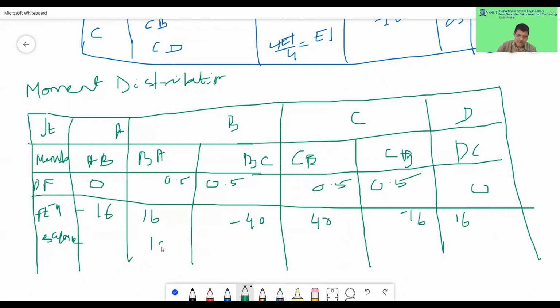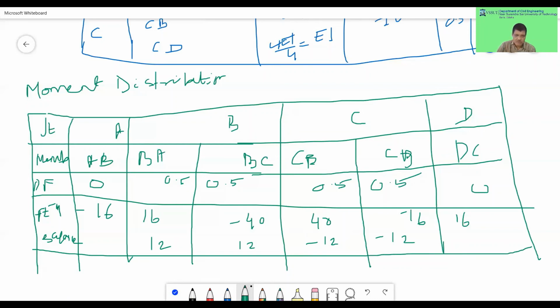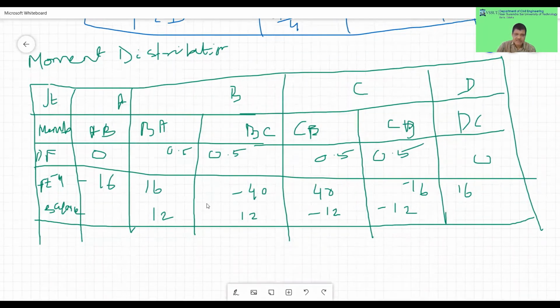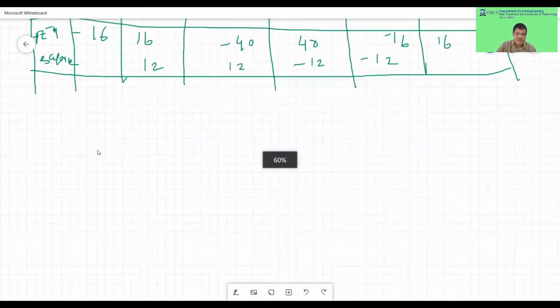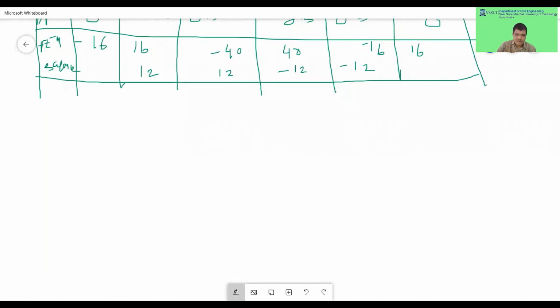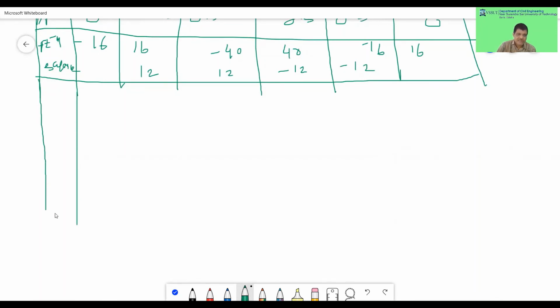So it will be plus 12 here, plus 12 here. Similarly, the same thing will happen here. It is plus 40 minus 16, so it will be plus 24. Apply minus 24, minus 12, minus 12. This is the balancing of the joints. I will go for the carryovers and balancing of the joints till it converges. So we can do these things.